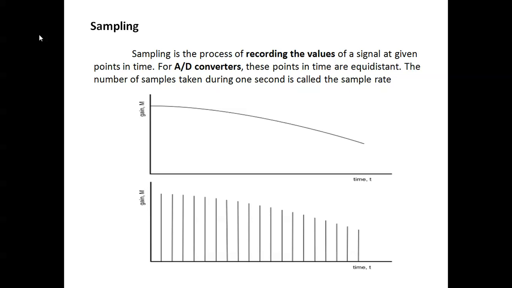Sampling is the process of recording the value of a signal at a given point. For example, consider the graphs. The first graph represents a continuous time period, and the second one is a discrete time period signal. Let us consider an example.